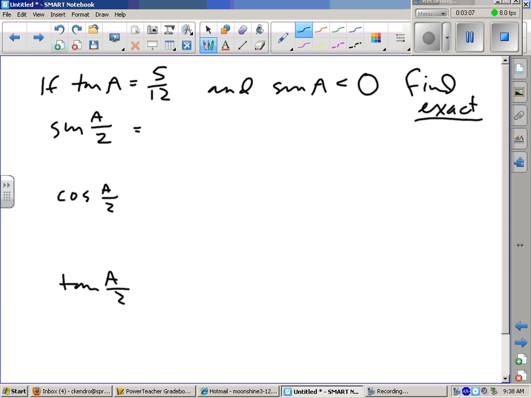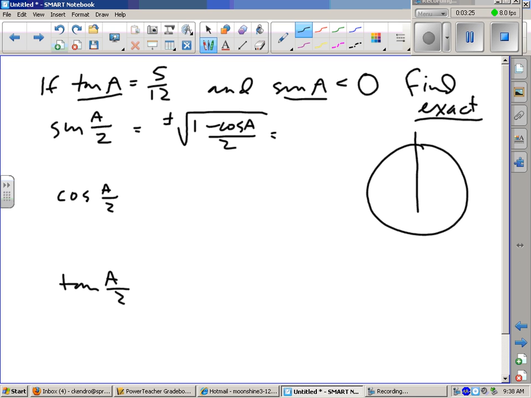So sine of a over 2, the formula is plus or minus the square root of 1 minus cosine a over 2. Now they don't give us cosine of a, but they give us tangent of a, and then they tell us that the sine of a is negative. So tangent of a is positive. Tangent is positive in the first and third, but sine is negative in the third. So we have to be in the third quadrant. So that's where we draw our triangle. Every time they talk about quadrants, you just draw the triangle in there.